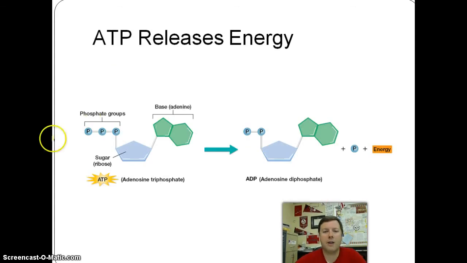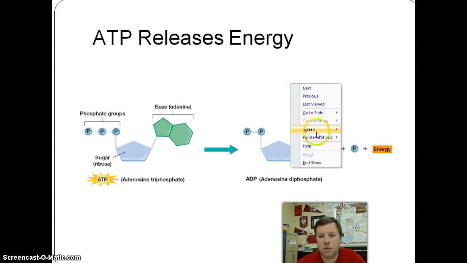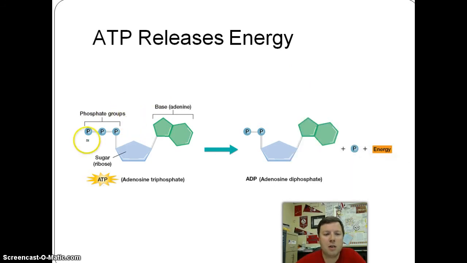Here's an overall diagram of how this process works. I like diagrams. Some people learn better that way. So, sure enough, you have ATP, 1, 2, 3. Here's adenosine. Okay, here's your base, adenine. Here's the sugar molecule, ribose, like I talked about earlier. Here's your phosphate groups, ATP. There's 3 phosphates on there. What you do is you break this bond right here.